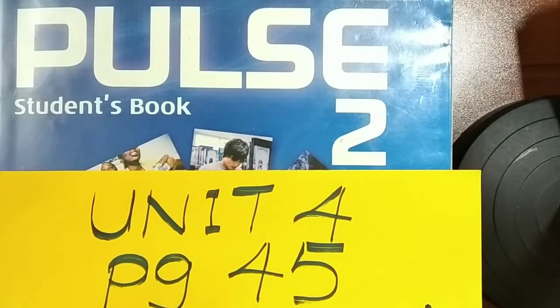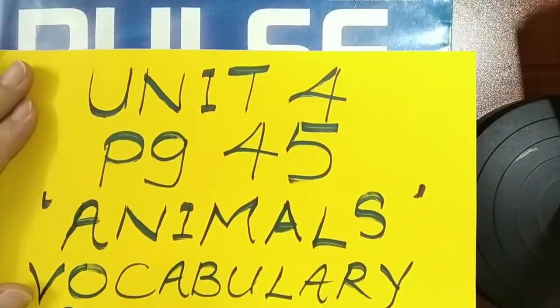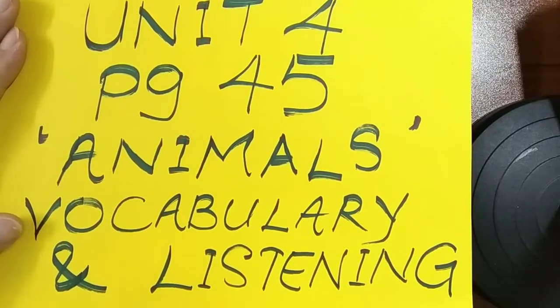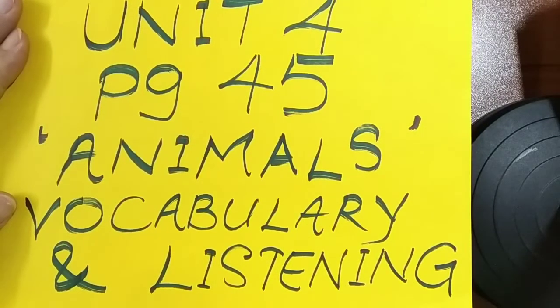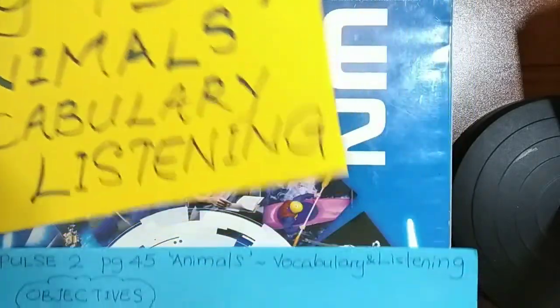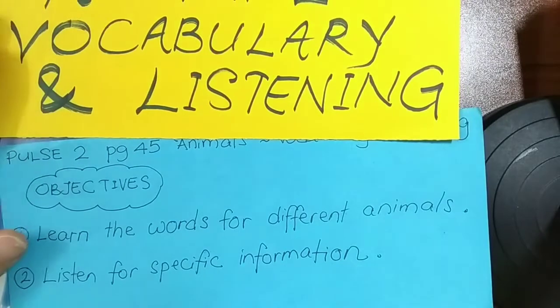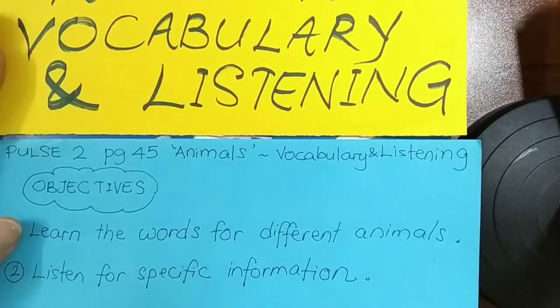Now, today's lesson will be based on Part 2, our textbook, Unit 4, page 45. The topic will be on animals, and the focus will be on vocabulary and listening. And the objectives for the day and for the lesson will be these two objectives.